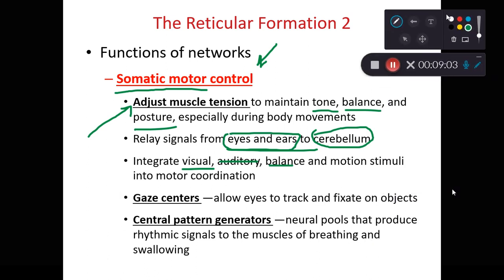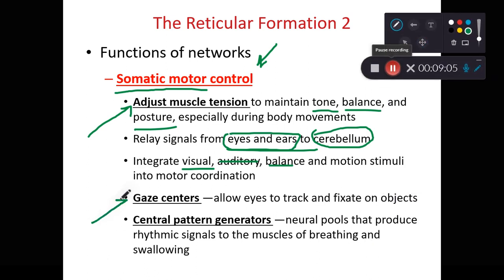We have some gaze centers present. These gaze centers are going to allow the eyes to track and or fixate on objects, even if the eyes are moving. We also have some central pattern generators.